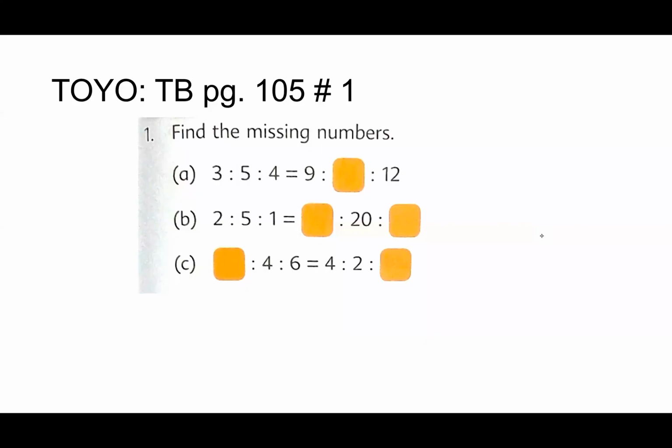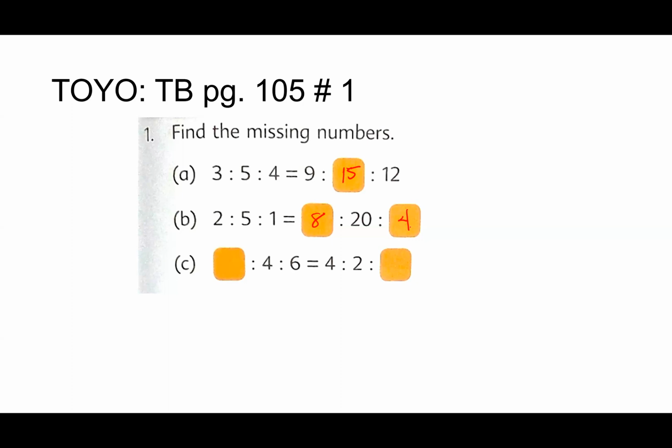All right, let's go ahead and go over these. Number 1A says find the missing numbers. The first ratio is 3 to 5 to 4. What is the missing number in the equivalent ratio? 9 to what to 12? Elijah, great job. 15 is correct. How about the next one? 2 to 5 to 1 is the same as what to 20 to 4? Tyler. 8. Yes, great job.